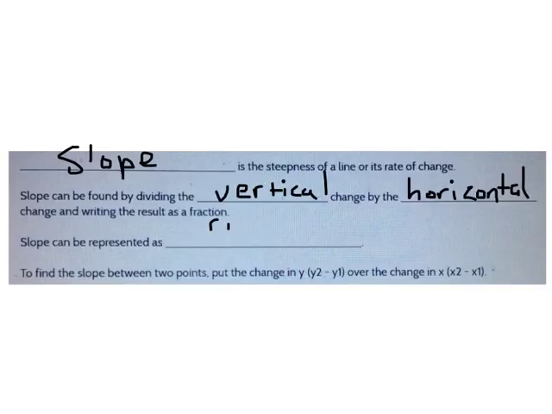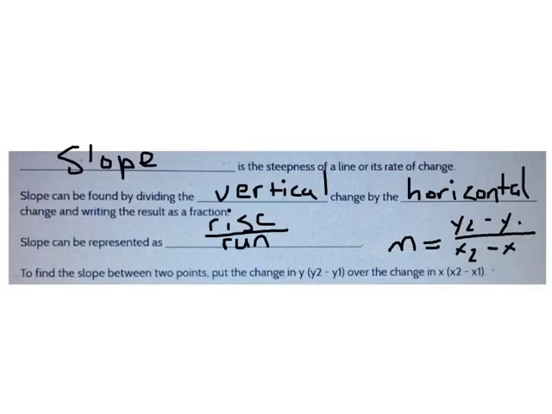Slope can be represented as rise over run: how quickly the graph changes vertically over how quickly the graph changes horizontally. To find the slope between 2 points, put the change in y, or y2 minus y1, over the change in x, x2 minus x1. So the formula for slope m is y2 minus y1, the y-coordinate from our second ordered pair minus the y-coordinate from our first, over x2 minus x1.